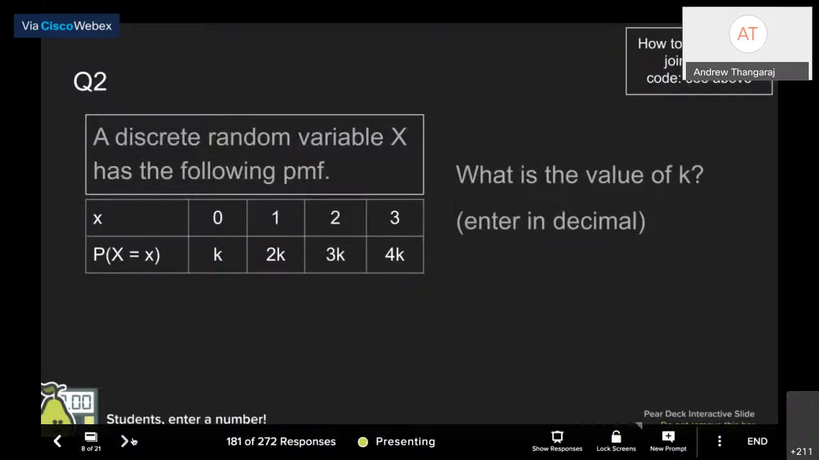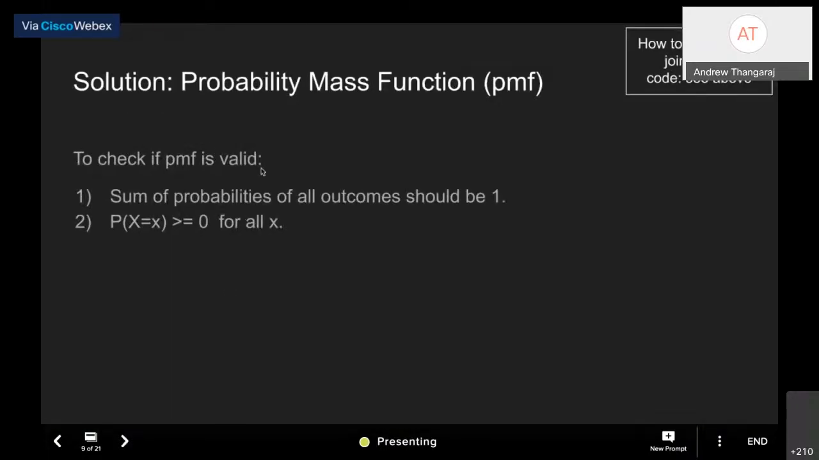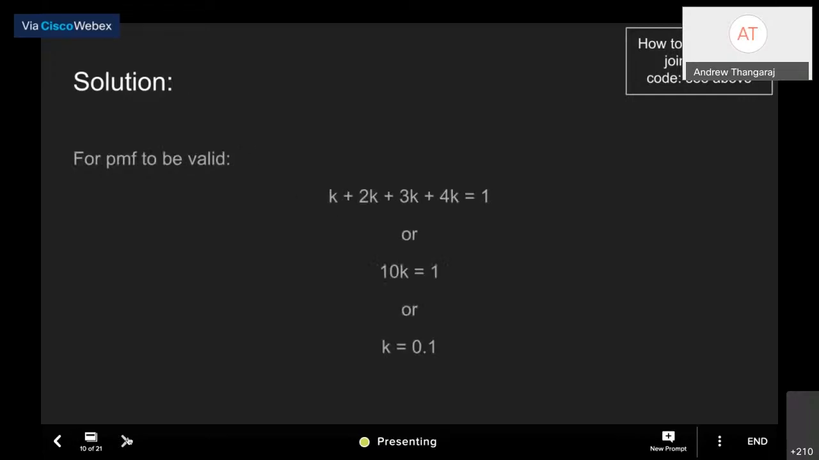Okay, so let's quickly see the solution. This is important. This is how you check if a PMF is valid. Each of the probabilities should be greater than or equal to 0. So none of these P of x equal to x can be negative. You need to check that. That's the first thing. And then if you add up the probabilities of all the values that x takes, you should get 1. It's relatively straightforward to check if a given PMF is valid or not. So you check these two conditions. For the PMF to be valid, k plus 2k plus 3k plus 4k has to be equal to 1. So you should get 10k equals 1.